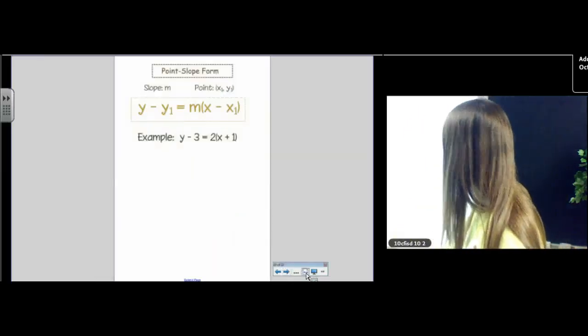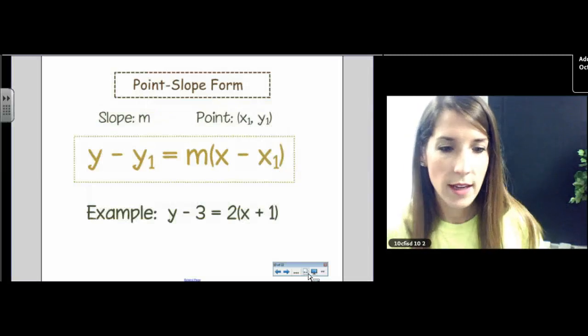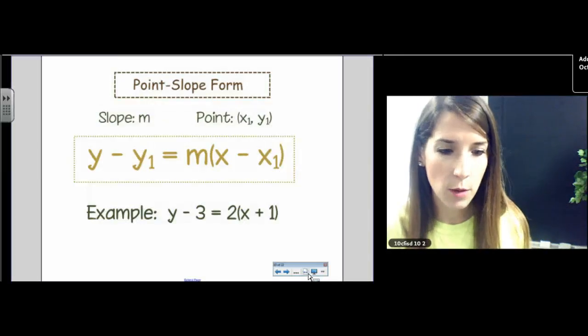The next form I want to talk about, by the way, these are on your formula chart. The next form I want to talk about is point-slope form.